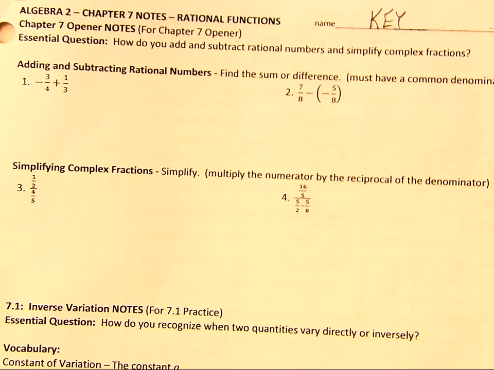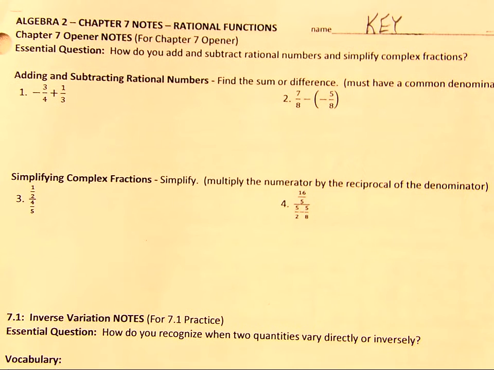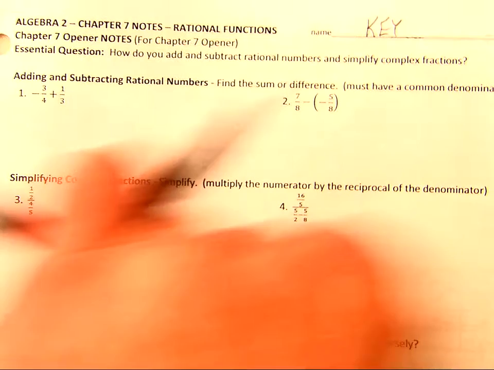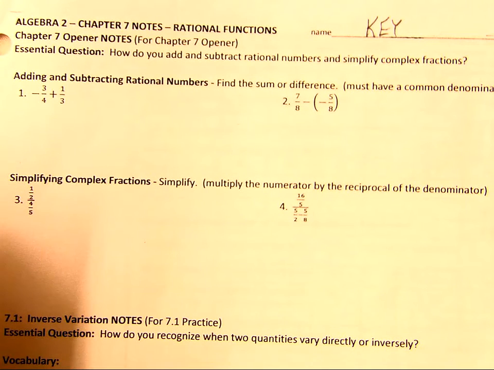All right, we're ready to start chapter 7. Chapter 7 is on rational functions. Remember, whenever you see the term rational, those first 5 letters mean a lot. That means these are all going to be fractions because that ratio is a fraction. So start off with the chapter 7 opener. It's just got a couple of things in it.